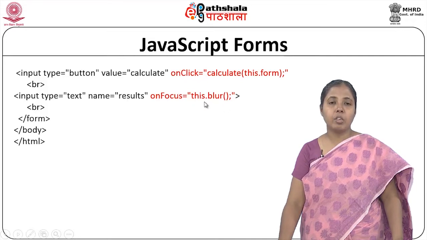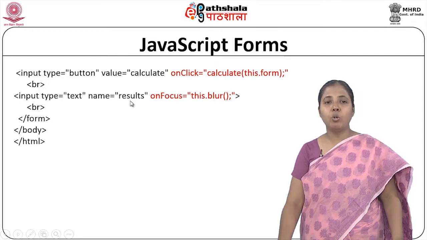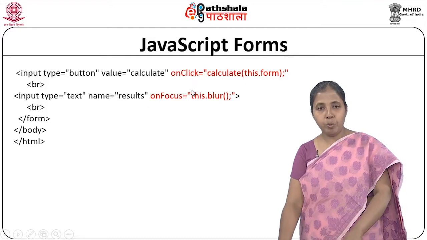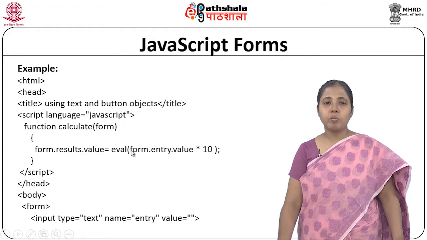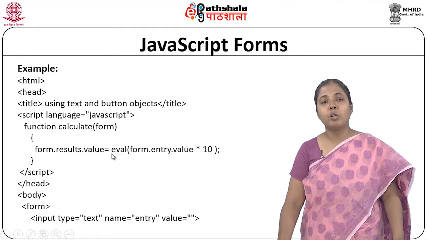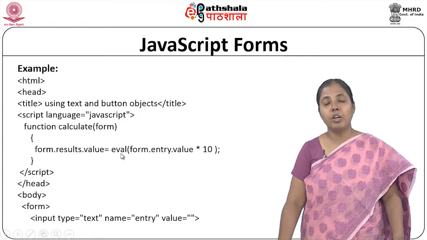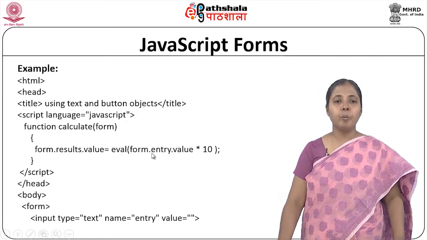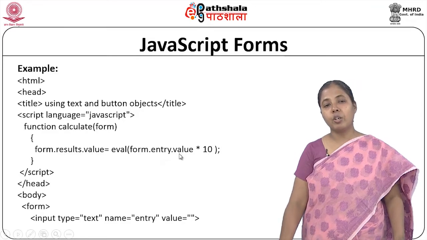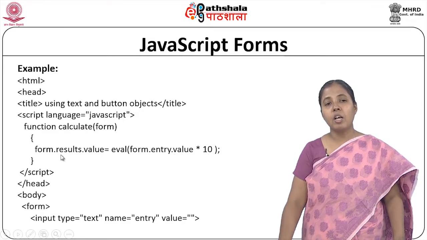It is a defined method, this dot blur. So what happens is the user would not be allowed to enter any value in the result field. This calculation would be done based on the value that is entered in the entry field. Here it evaluates the expression using the value entered in the entry field. So form dot entry dot value into 10 would be what is displayed in the result field.